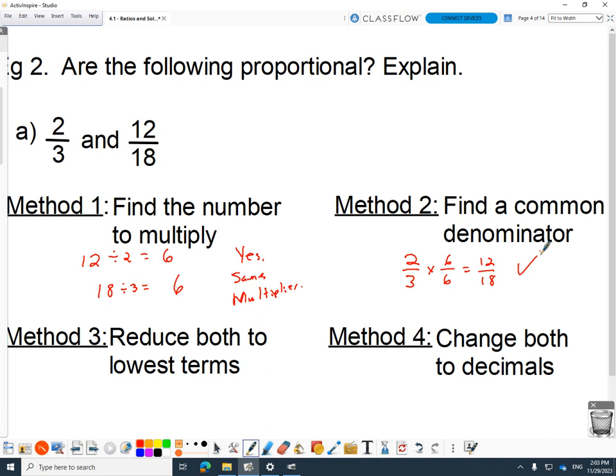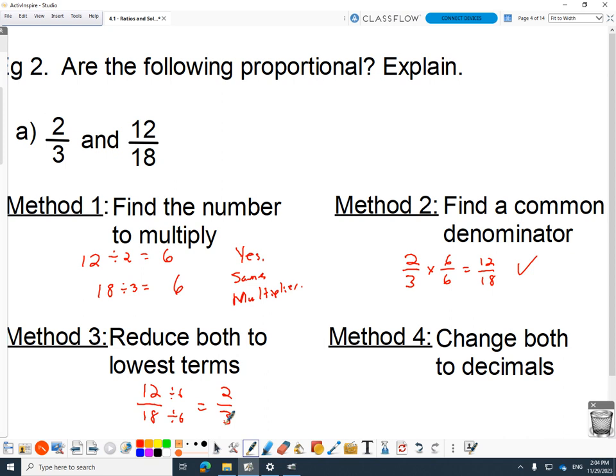Others might reduce the fractions. That is, what number divides into both 12 and 18. I'm going to divide top and bottom by 6, and I find out it's 2/3. So that's another way to do it. It's just to get them with the same denominator.